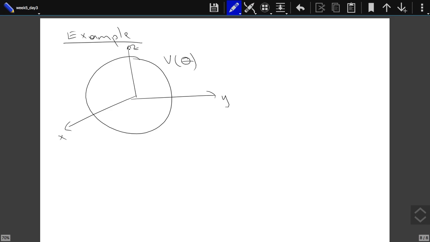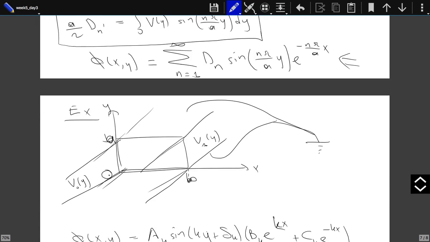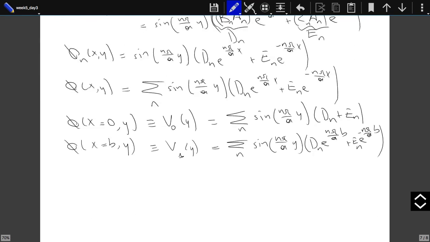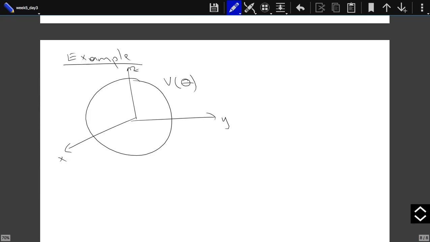I can still use the separation of variables in Cartesian coordinates. There is nothing that prevents me from doing that. But the problem is, how do I impose the boundaries? In the previous example, my boundaries were simple: one of the coordinates is equal to a constant. That was my boundary. So that was kind of easy. Now here, if I use Cartesian coordinates, on the surface of the sphere none of the single coordinates is constant, but some combination of them is.